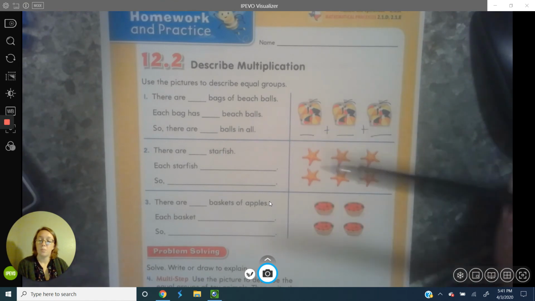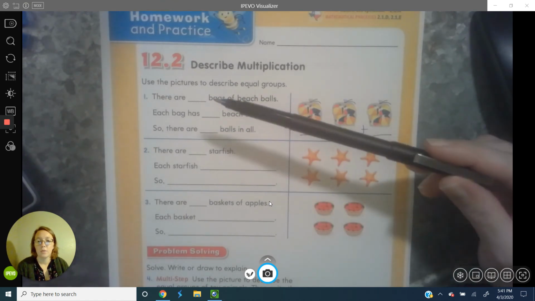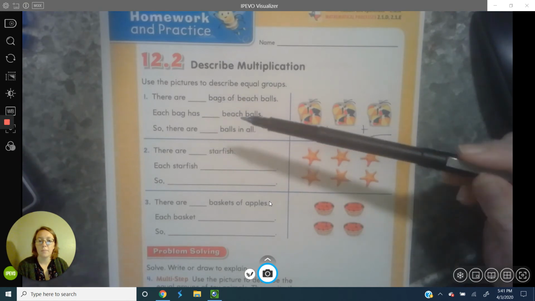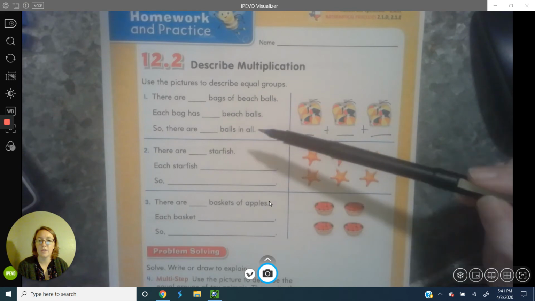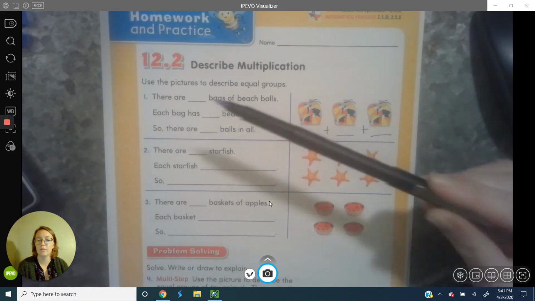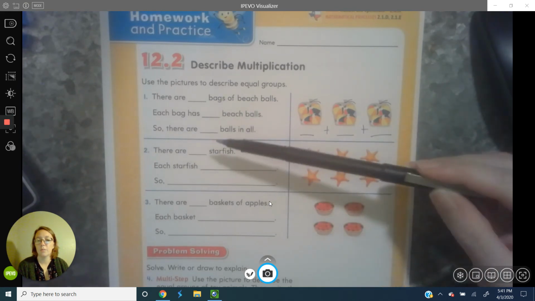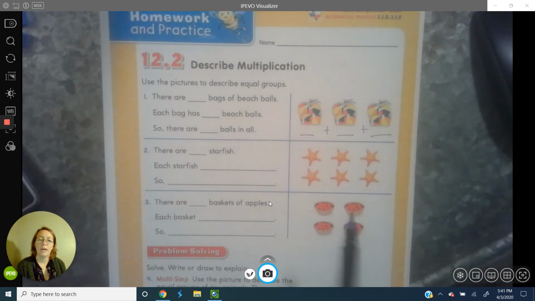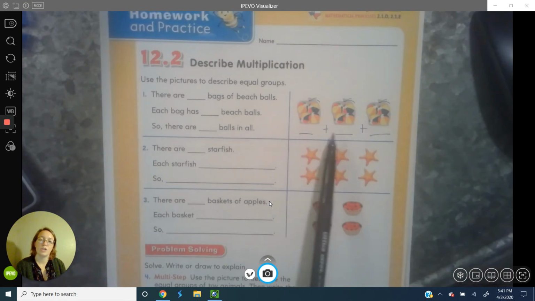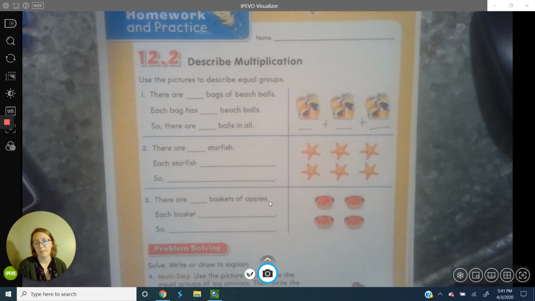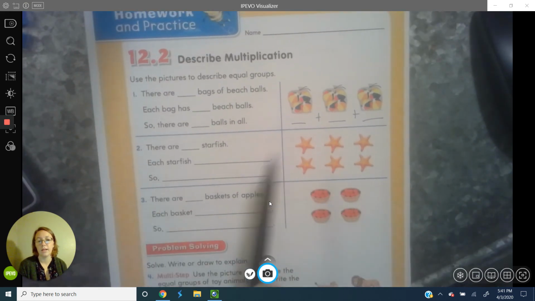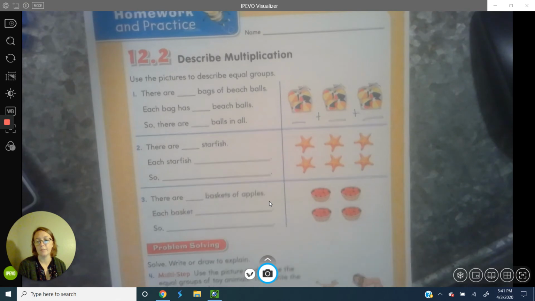Okay. So number 1, there are blank bags of beach balls. Each bag has blank beach balls. So fill in what you have. So there are blank balls in all. And I would suggest doing your addition down here so you can see it and see the numbers that you're adding and how many times you're adding it.